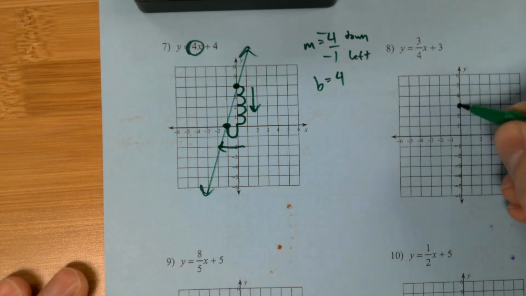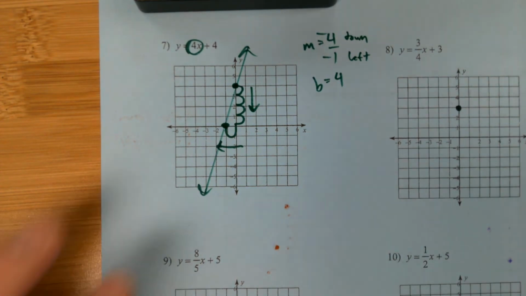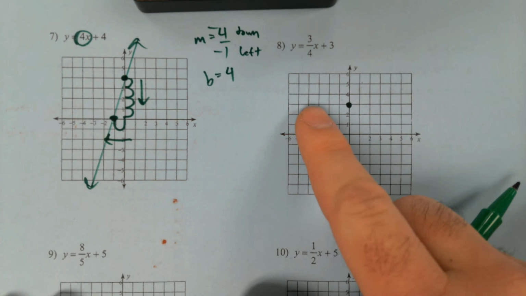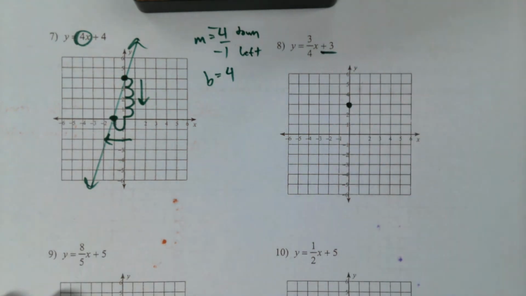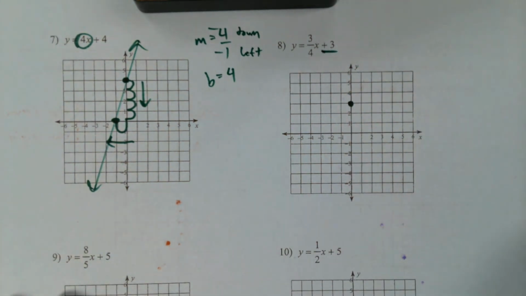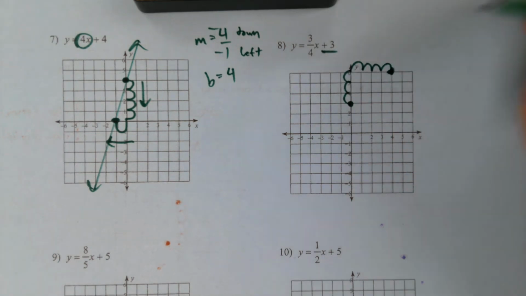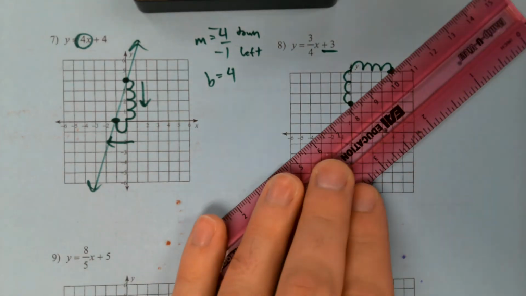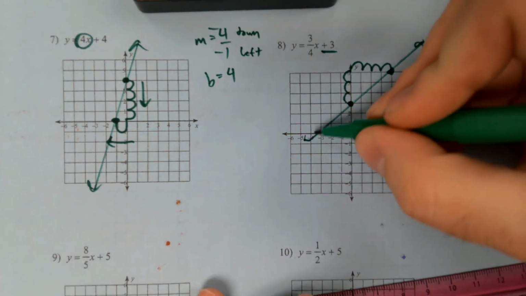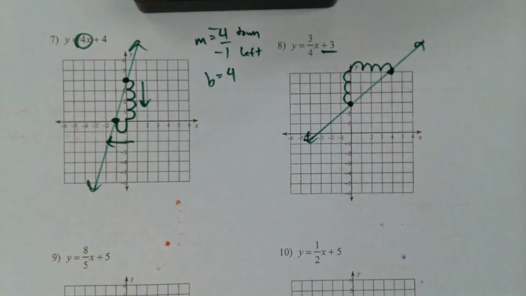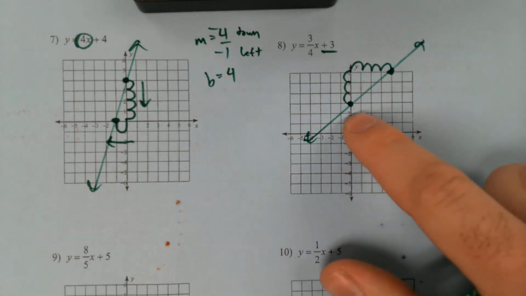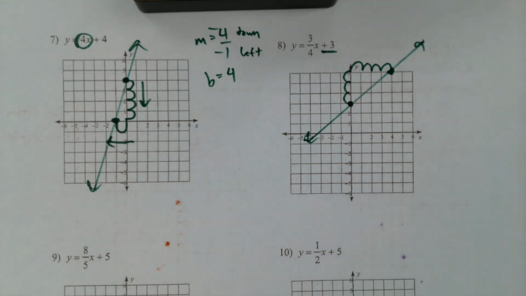Okay, here we're starting up at positive 3 for our B value. We're going to go up 3 and over 4, right there. And again, make sure we're drawing our lines all the way through those points with arrows on either end. You don't just want to connect the dots and make a line segment, because that's not a line.